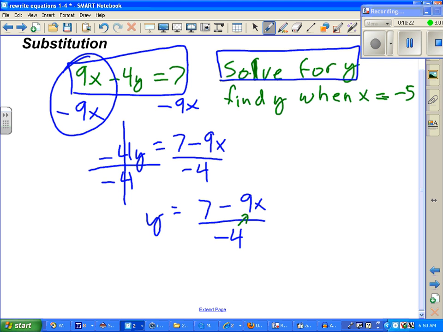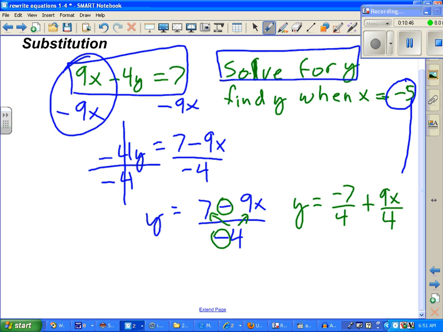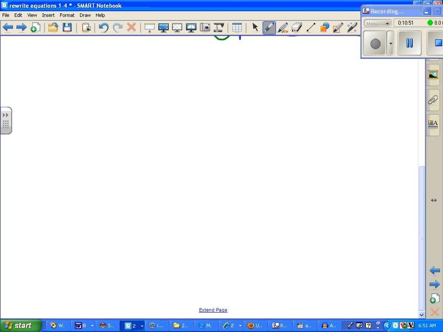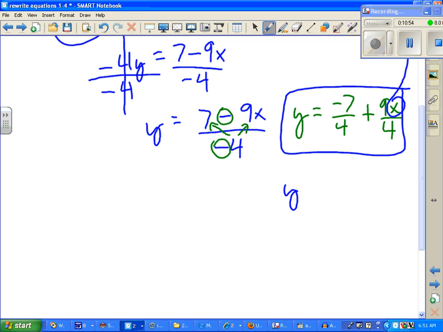And let's put each piece of the numerator over the denominator. So y equals negative 7 over 4. I just moved my negative up. It doesn't matter where it's at. Plus, because a negative and a negative make a positive, 9x over 4. Okay? Now that I have that, now I can plug in negative 5 for x, because I have my answer here. So y equals negative 7/4 plus 9 times negative 5. I believe it was negative, right?